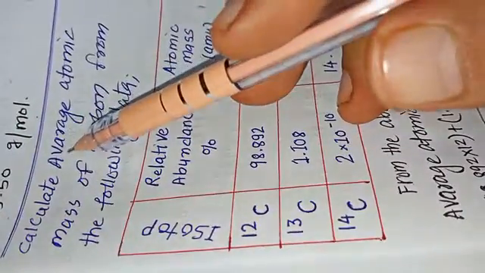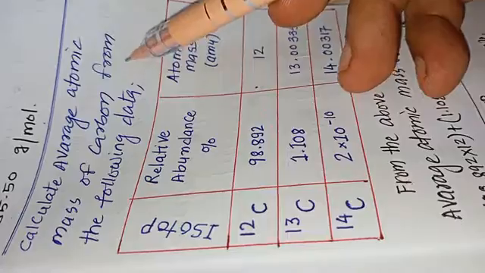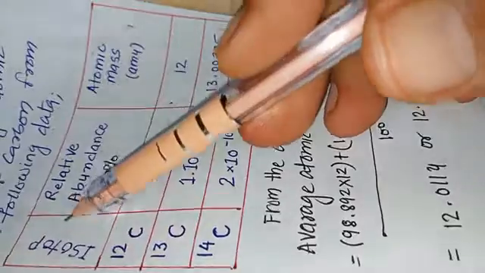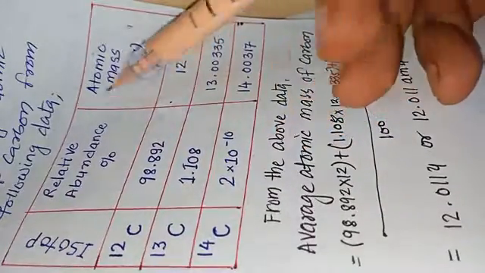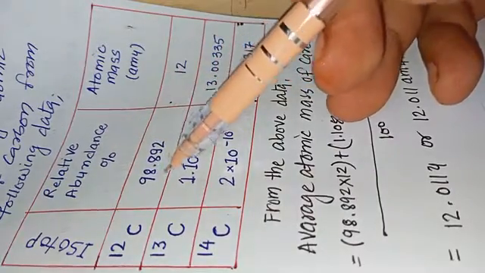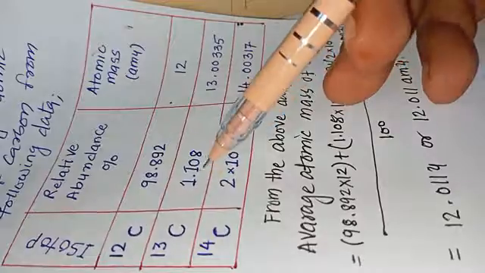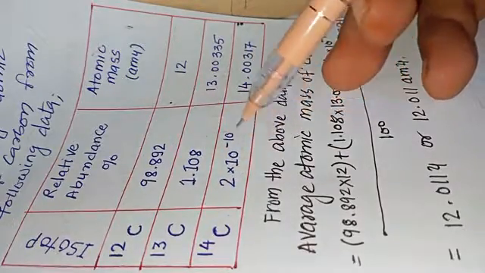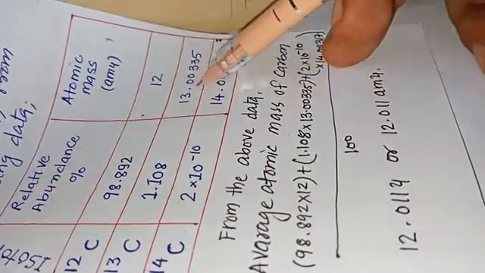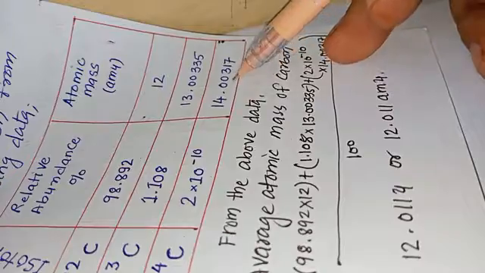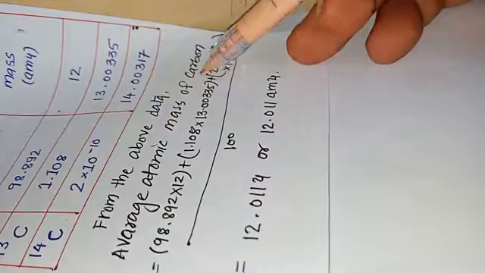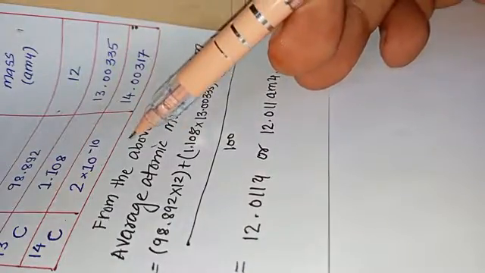So we have the question here: calculate the average atomic mass for carbon from the following data. We have the various isotopes like 12C, 13C, 14C. The relative abundance that is directly given in percentage is 98.892 percent, 1.108 percent, and 2 into 10 to the power minus 10 percent, and their atomic mass units are clearly given: 12, 13.00335, and 14.00317.